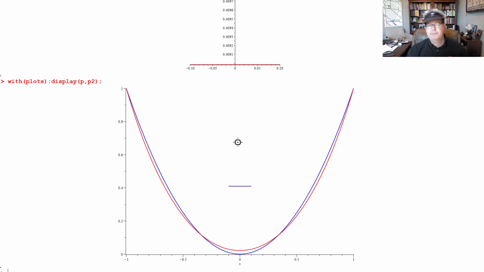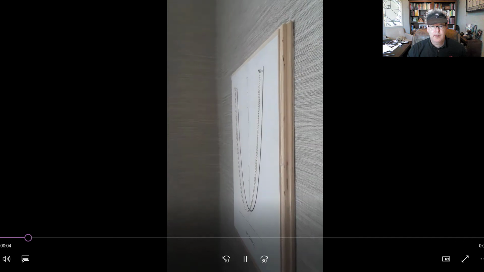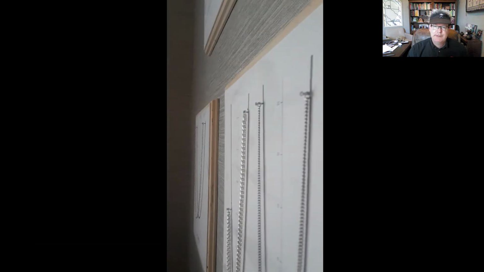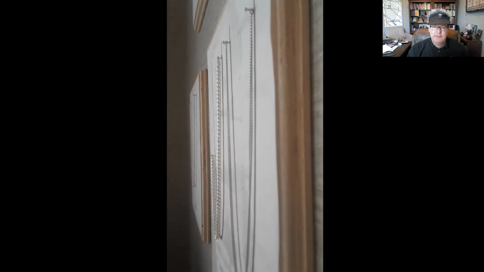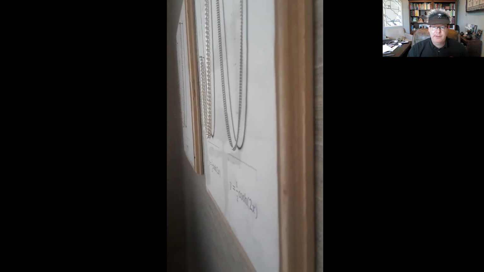The endpoints don't have to be the same height. It'll be a hyperbolic cosine no matter what, if you look at a hanging chain. Here's a video of some hanging chains that match the hyperbolic cosine curve.